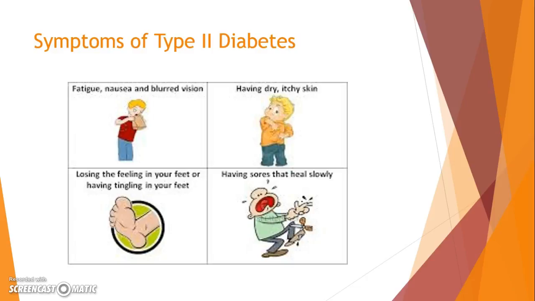Some of the symptoms of type 2 diabetes, you can become fatigued, nausea, or blurred vision. And obviously, the blurred vision is because of that backup of glucose in the bloodstream. Having dry, itchy skin, losing the feeling in your feet, or having a tingling sensation in your feet, again, due to poor circulation. Having sores that heal slowly, and again, that's due to poor circulation.